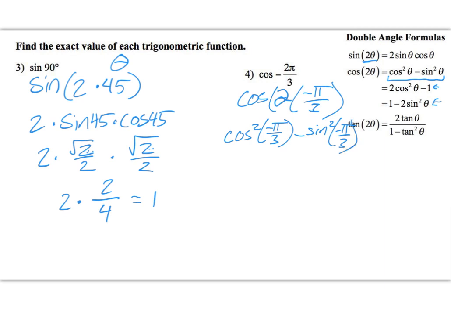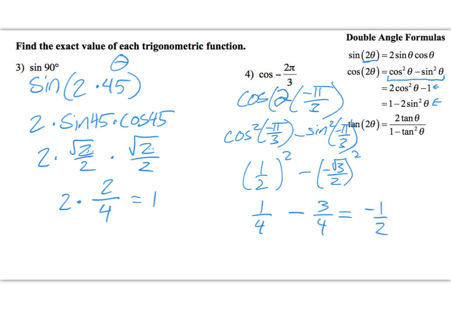Cosine squared of negative pi over 3 is going to be 1/2 squared. And then for sine, that's going to be negative square root of 3 over 2 squared. That gives us 1/4, and then minus 3/4, which when we do that out should give us negative 1/2. And again, cosine negative 2 pi over 3, that's going to be negative 1/2. This is not a useful thing for calculation, but we're showing how we apply these things. And we're going to be using this a lot with solving equations.